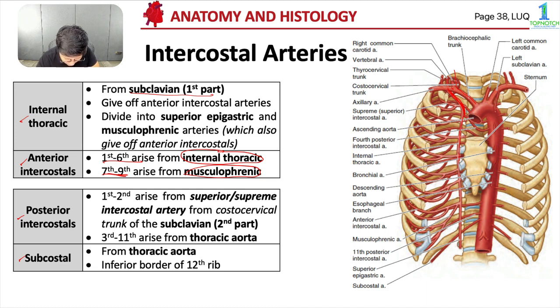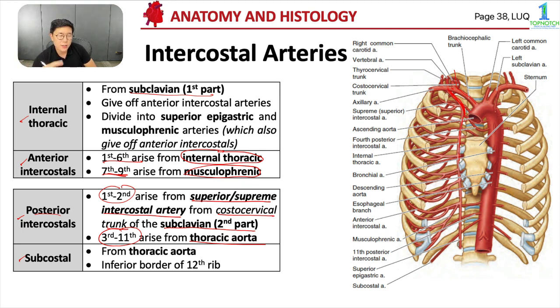Sa likod naman, your posterior intercostals, the 1st and 2nd actually arise from the superior or supreme intercostal artery. At saan galing to? Sa costocervical trunk of the subclavian artery, the second part of the subclavian artery. While the 3rd to 11th actually arise from the thoracic aorta. So yung 1st and 2nd, galing sa supreme or superior intercostal. Galing pa siya sa subclavian. Pero yung 3rd to 11th, galing na siya sa thoracic aorta.